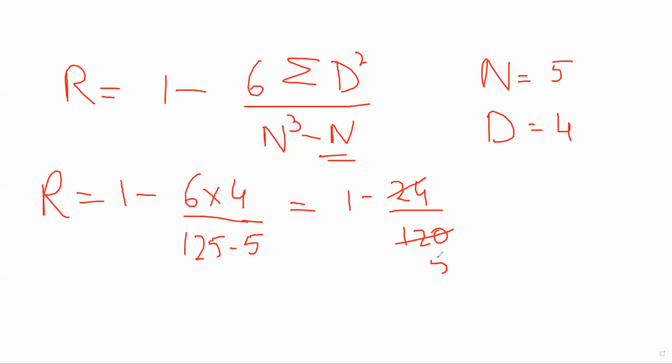24 divided by 120 is 1 by 5. So it is equal to 1 minus 0.2, because 1 by 5 is equal to 0.2. So if I do this, my answer will be 0.8. Your correlation coefficient is 0.8.